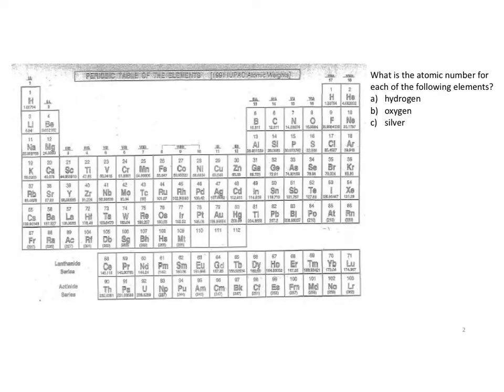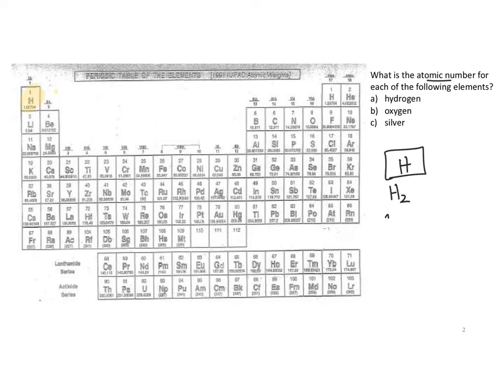Okay, so we got a periodic table. What is the atomic number for each of the following elements? So hydrogen is a diatomic. Hydrogen is H, and it's found in nature as H2. It's one of the 7 diatomics. When it's asking just for the atomic number, it's just talking about the atom hydrogen. So we look here and we see that hydrogen is right here, and it is element number 1.